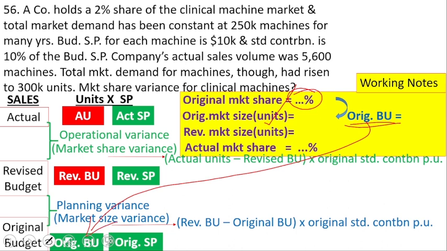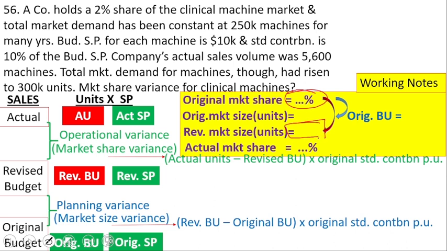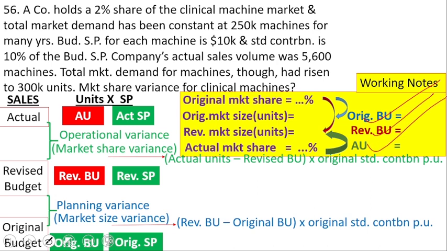That's here. And if you apply the original market share percentage to the revised market size in units, you get the revised budgeted units. That's here. And if you apply the actual market share percentage to the revised market size in units, you get the actual units. So that's here. Once you have this format in place, then whatever details are given in the question, you will not be confused. It is very easy to find out original budgeted units, revised budgeted units, and the actual units. Now we will read the question and simultaneously we will enter the figures in the format as well.